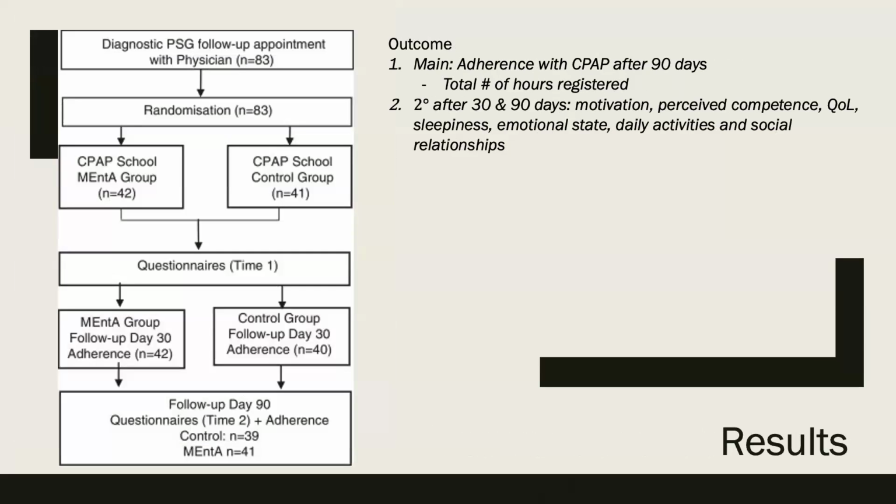With their inclusion criteria, they were able to initially recruit 100 patients, but after applying the inclusion criteria, only 83 patients fit in that study. And then they randomized them. In the next slide, I will show how they did the randomization and the breakdown of the patients. Half of them went to the CPAP school, and half of them went to the Menta CPAP school. And then they did some questionnaires and looked at their adherence afterwards.